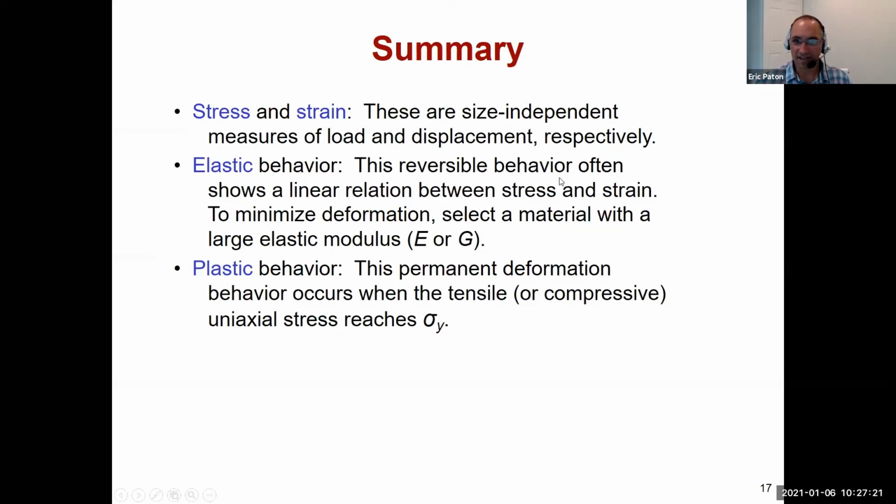So elastic behavior is reversible behavior, and it often shows a linear relationship between stress and strain. To minimize deformation, you want to select a material with a large elastic modulus, because the slope of that region is greater. And plastic behavior is permanent deformation, and it occurs when tensile or compressive stress reaches the yield point, which we define with a 0.002 strain offset. Any questions?